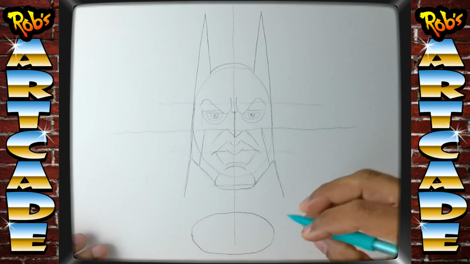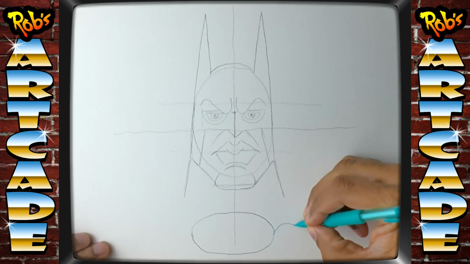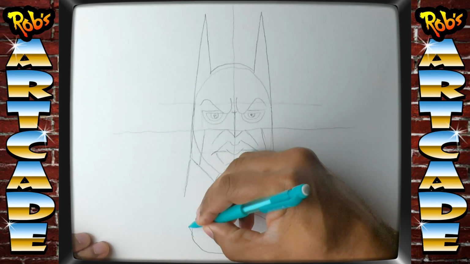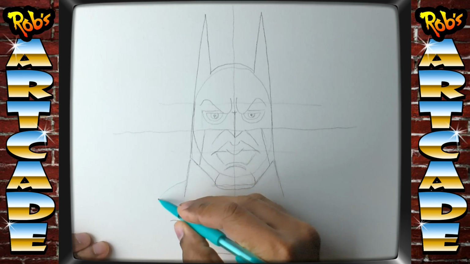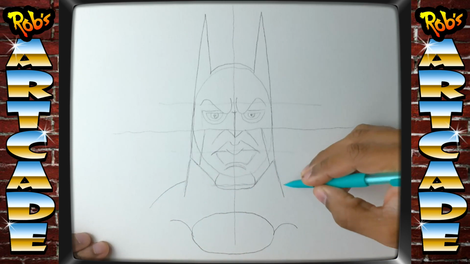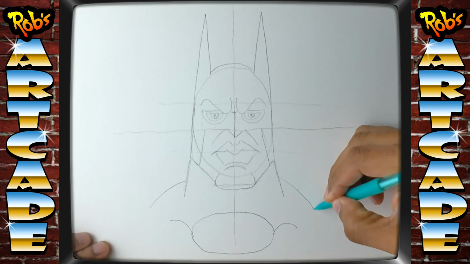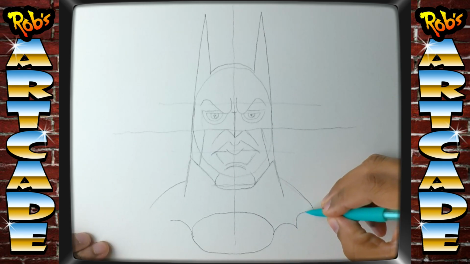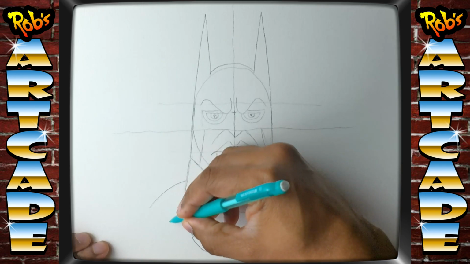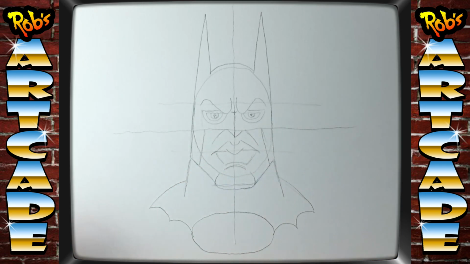So what we're going to do is draw a curve here, a curve here, one curve right there for his shoulders, another curve right there for his shoulders, and then another curve that connects to there, and another one that connects to there. We're only drawing his cowl, his head, and his chest piece.